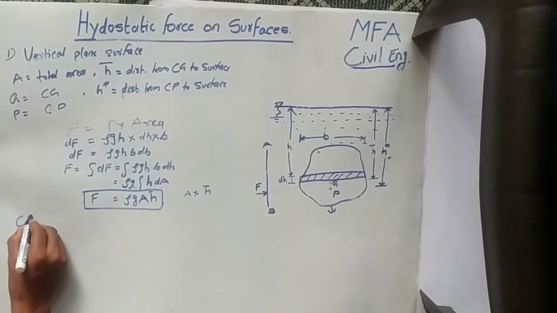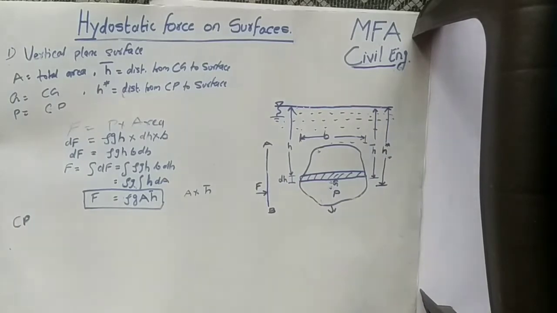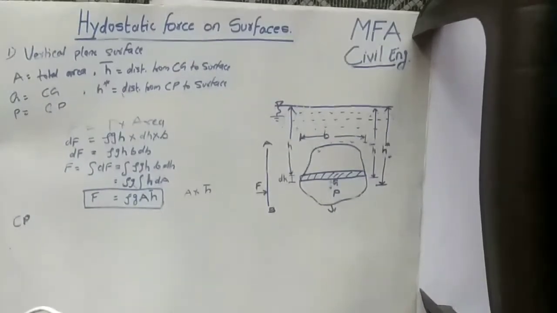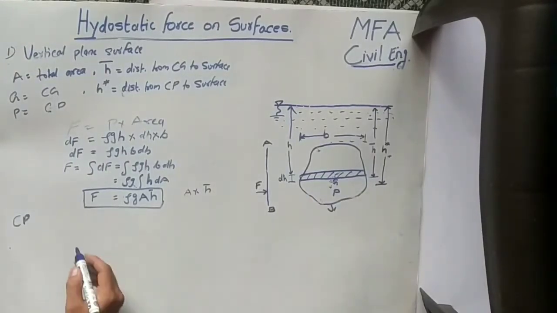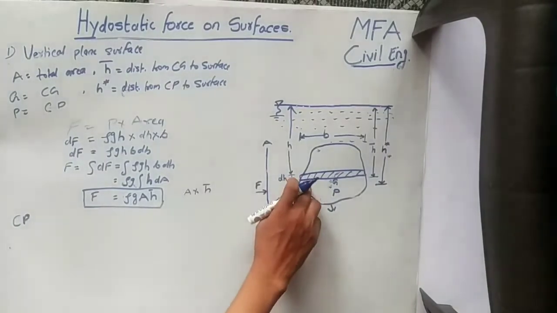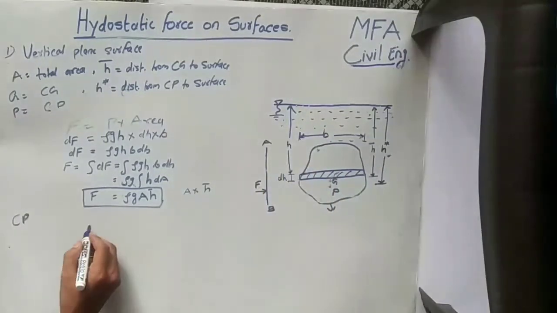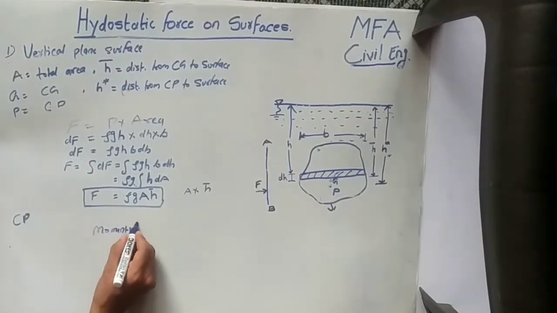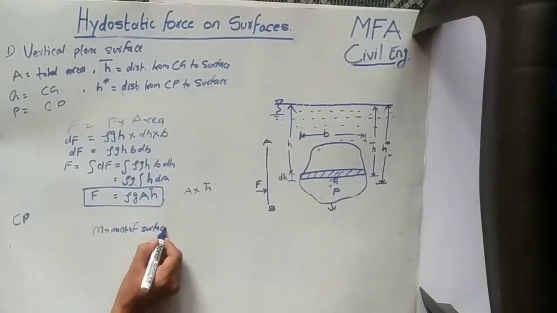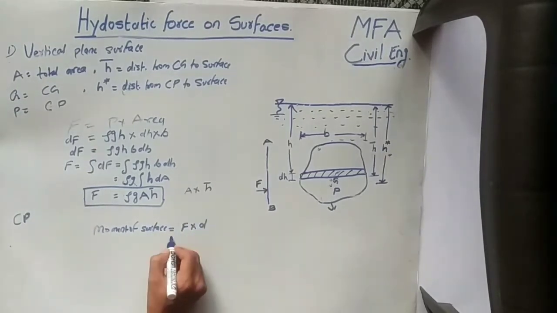Now the center of pressure for a vertical plane surface can be obtained by the principle of moments, which says that the moment of a resultant force about any point is equal to the sum of the moments of all the forces about that particular point. Now the moment of the force acting on the strip about the free surface can be calculated, which is equal to force into distance.